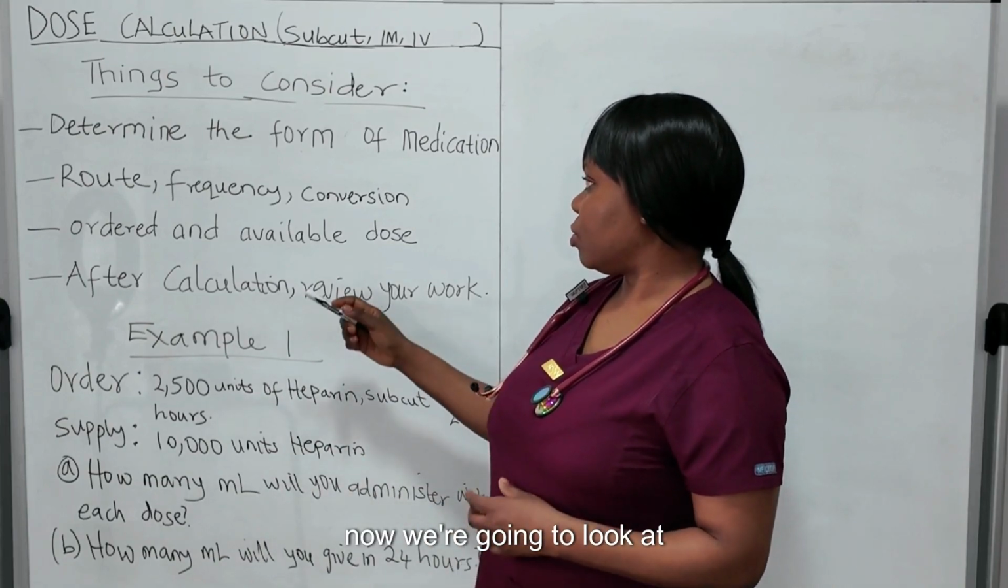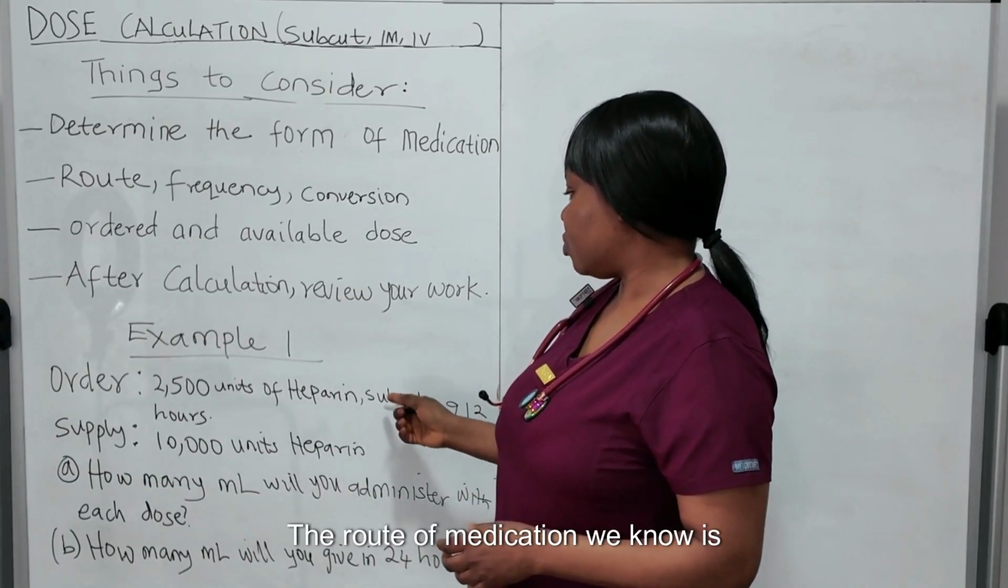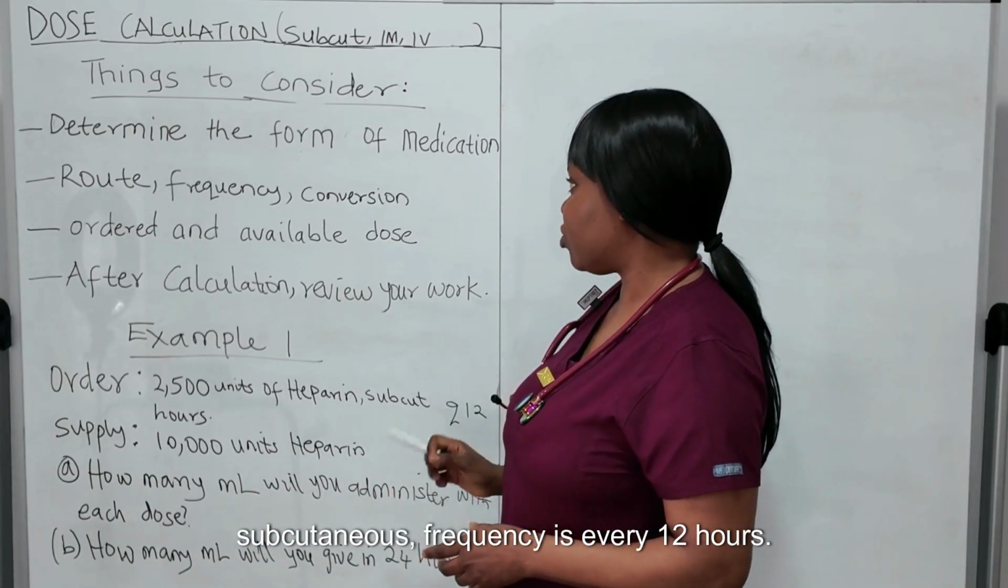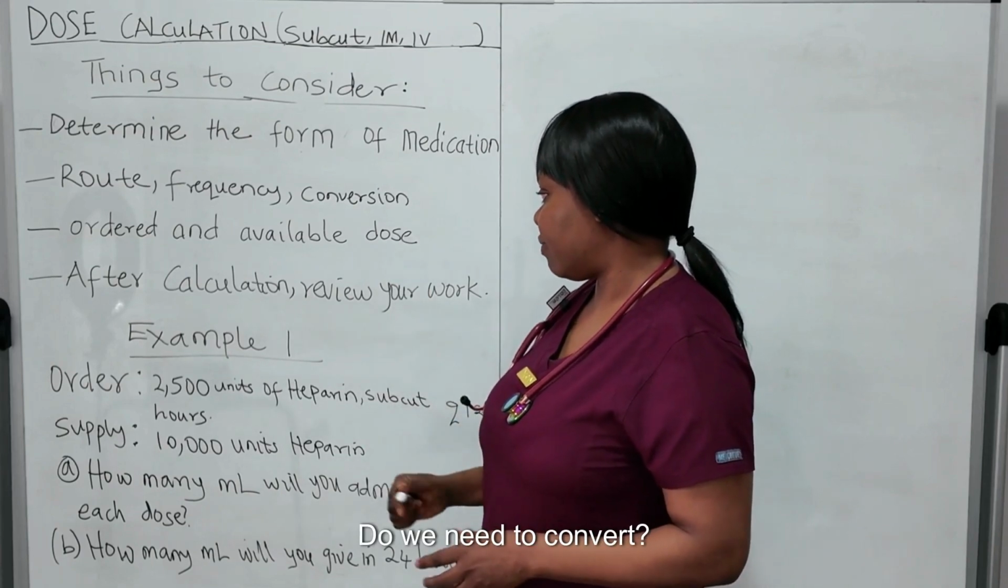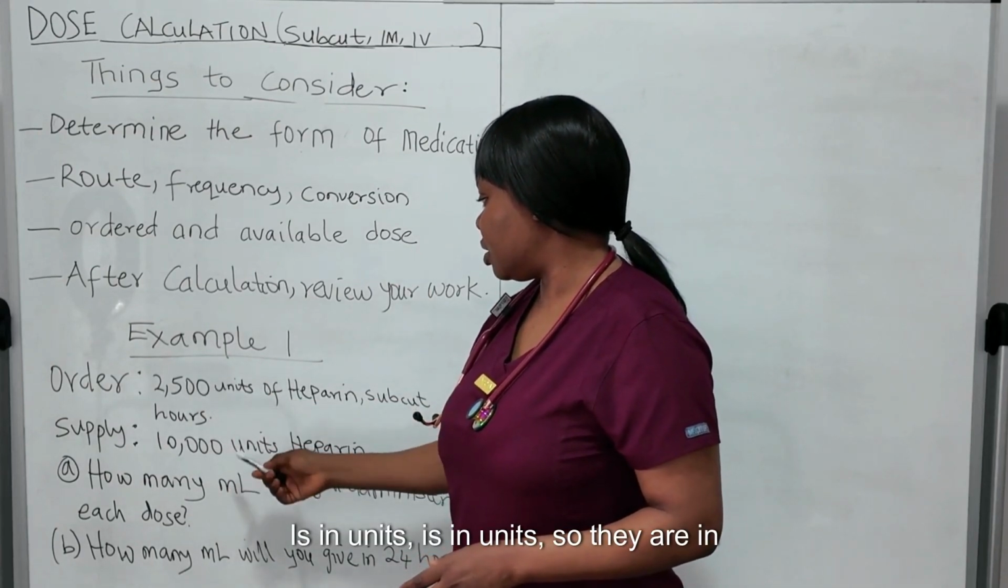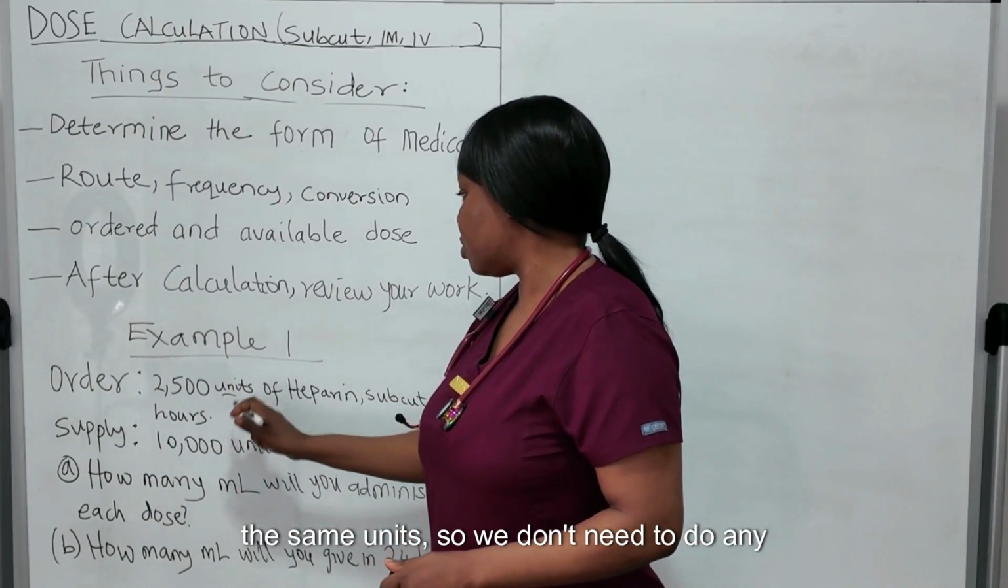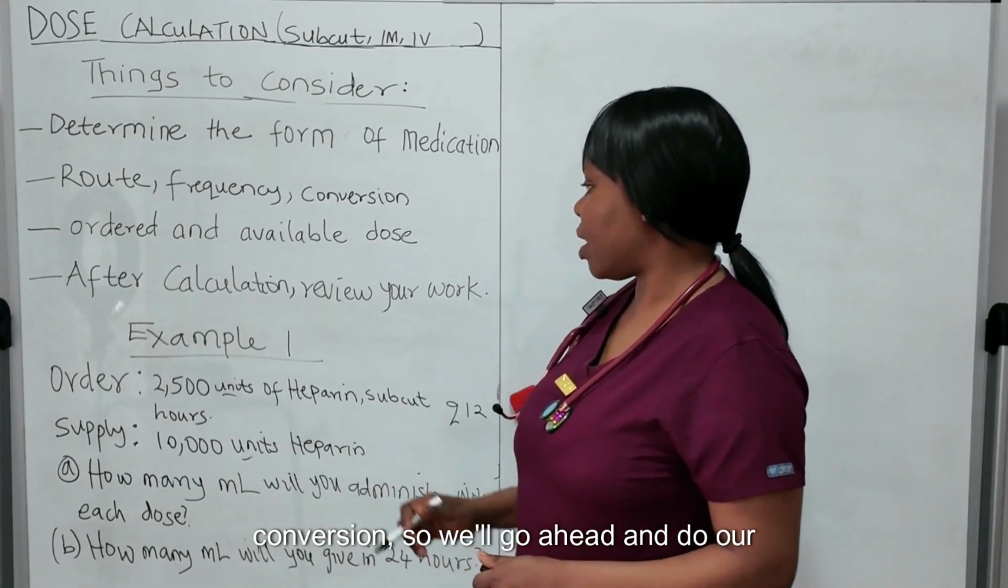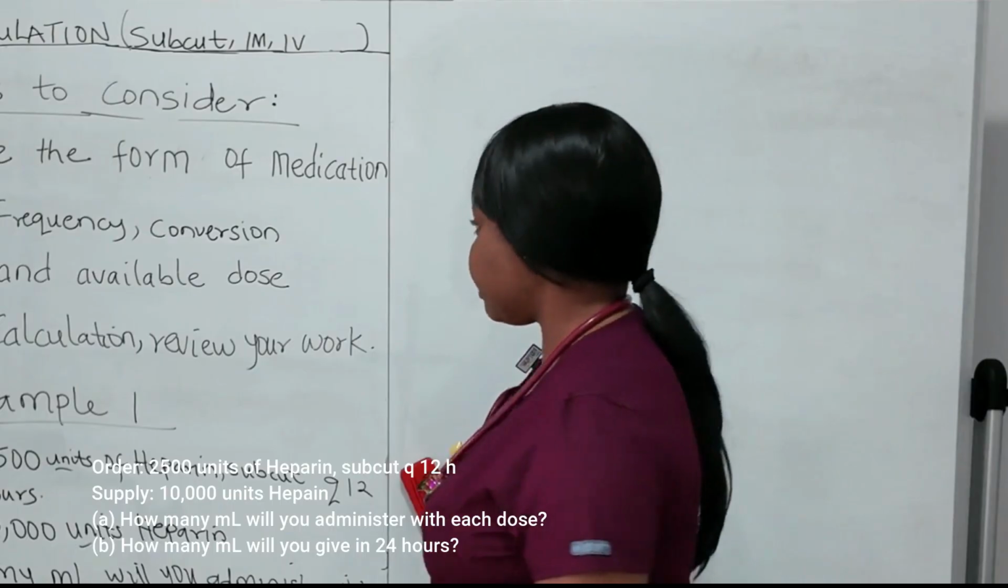So now we're going to look at the route of medication. We know it is subcutaneous, frequency is every 12 hours. Do we need to convert? It is in units, so they are in the same unit, so we don't need to do any conversion. So we'll go ahead and do our calculation.